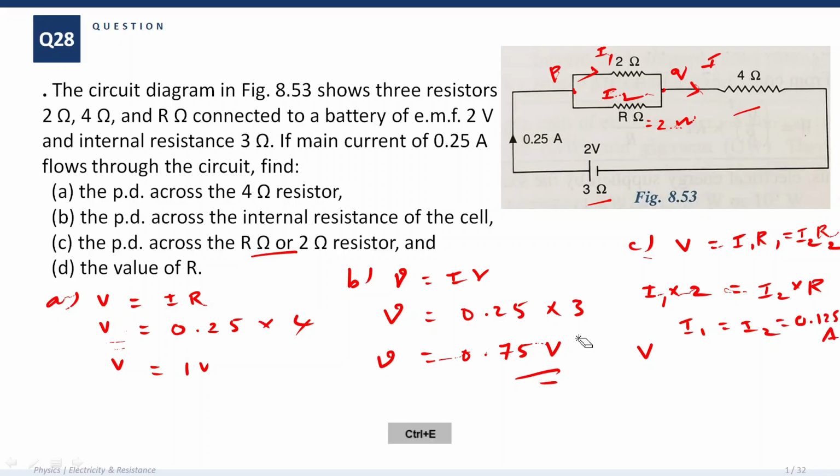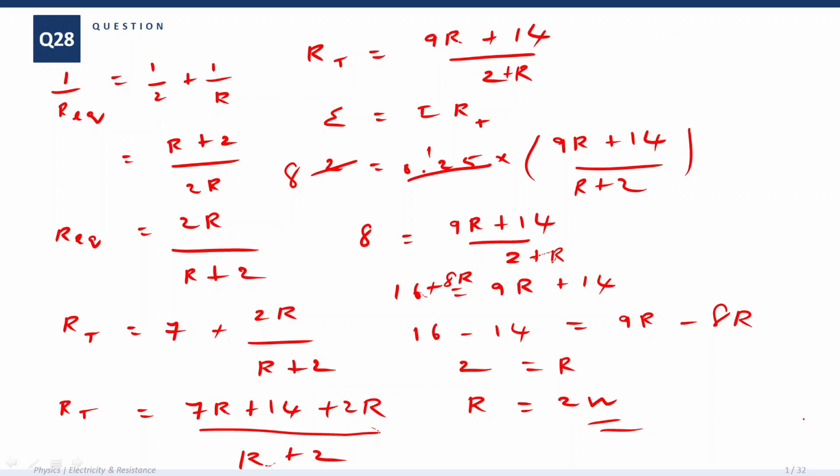Therefore the potential difference you will get here, V equal to 2 into, I mean here the 2 is our resistance and the current is 0.125. So finally voltage you will get V equal to 0.25 volt. The value of R we found already, that is 2 ohms.